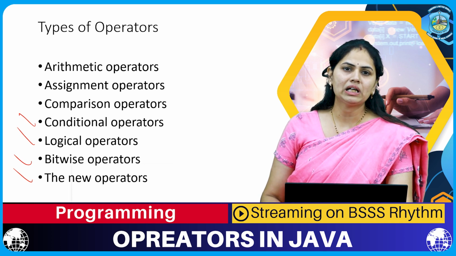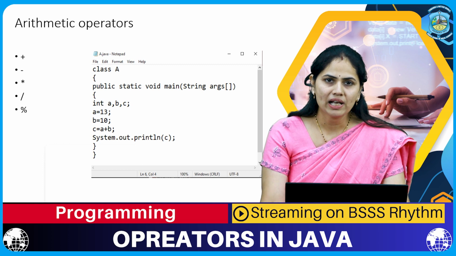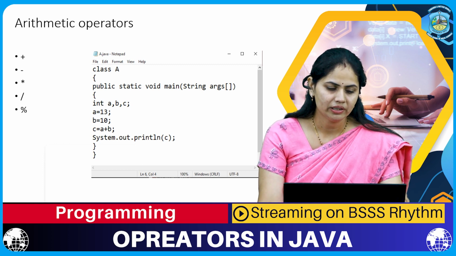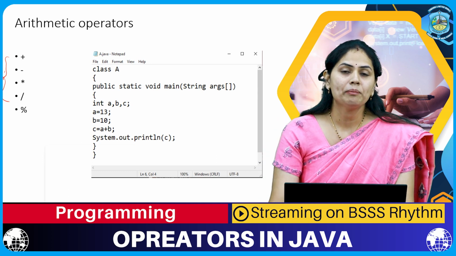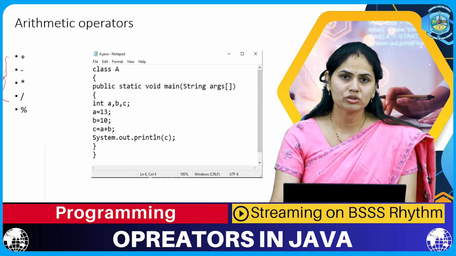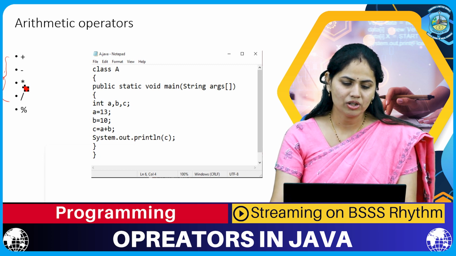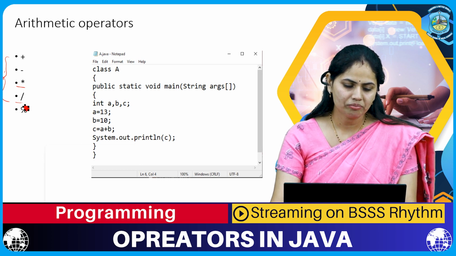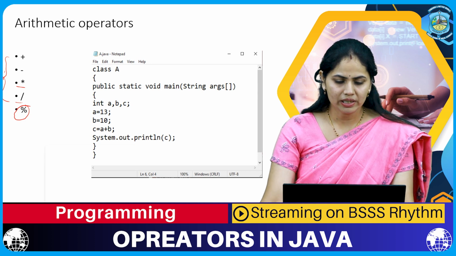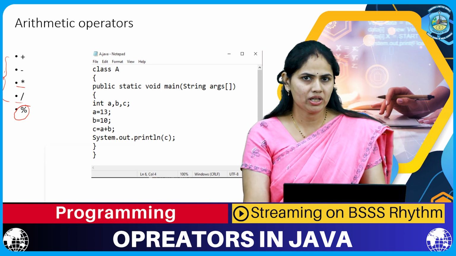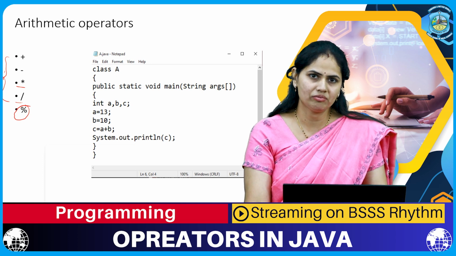So, let us start with arithmetic operators: plus, minus, multiplication, division. These are the mathematical operators, or these are called arithmetic operators. We all know that plus is used for addition, minus is used for subtraction, for multiplication we use this sign, then for division this is the symbol. And the last important operator is the percentage sign, which is called the modulus operator. Generally, I think you are all aware of the 4 basic arithmetic operators: plus, minus, divide, multiplication.